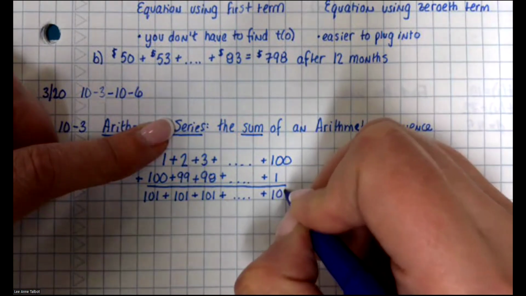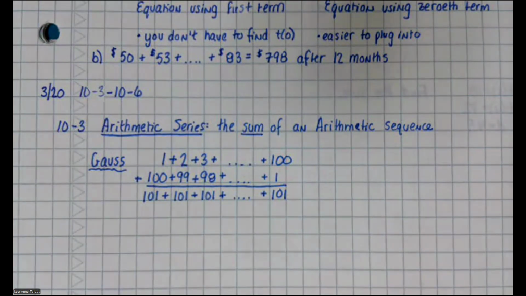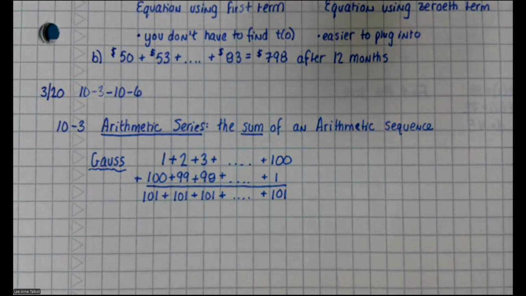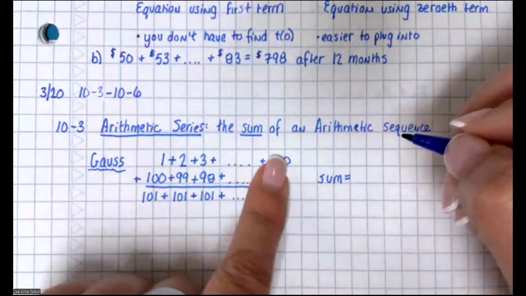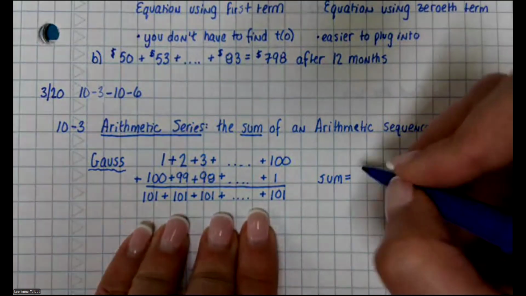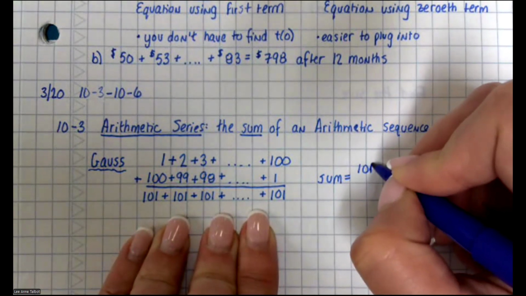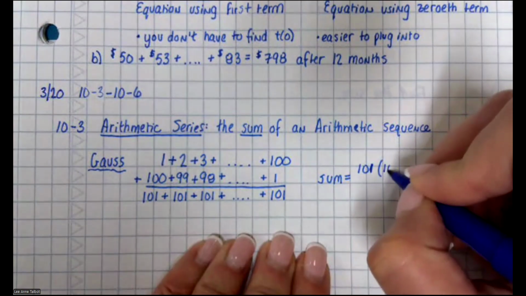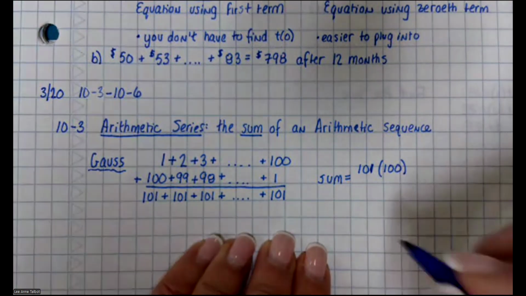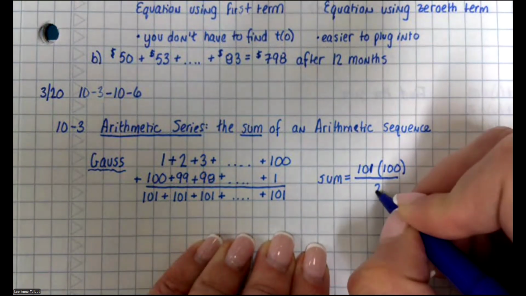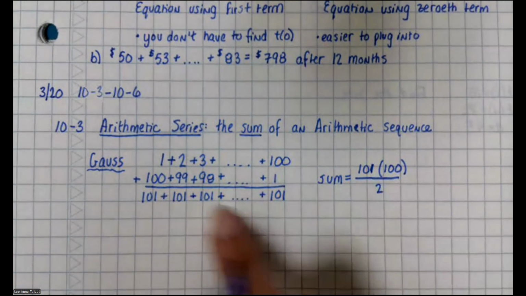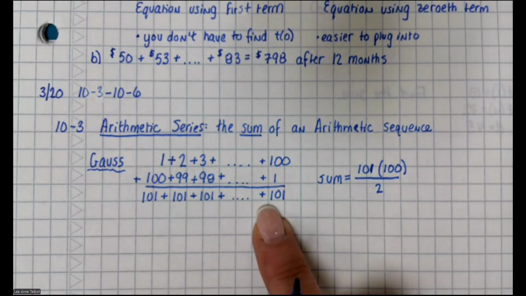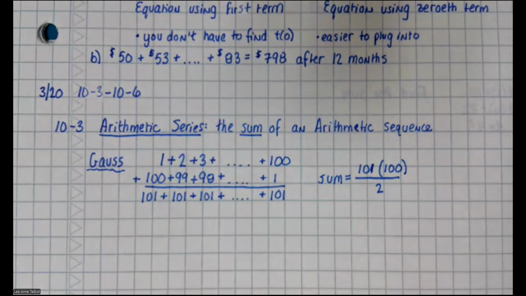And 100 plus 1 is 101. I think we can all safely assume that all of the columns would add up to 101. So Gauss said the sum of the numbers from 1 to 100 is 101 written 100 times, but I have to divide my answer by 2 because I wrote the series twice. So he said I have 100 101s, but since I wrote it twice, I have to divide by 2.